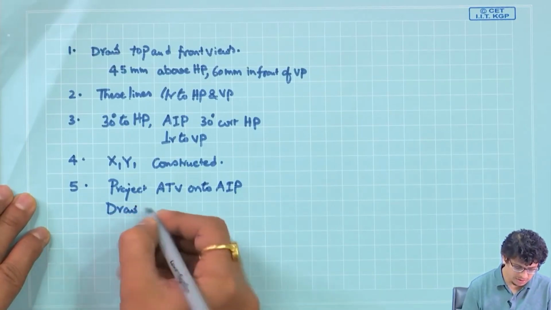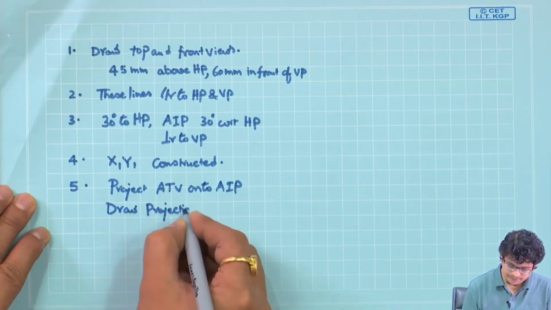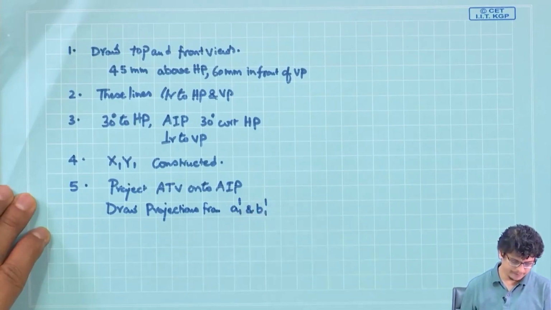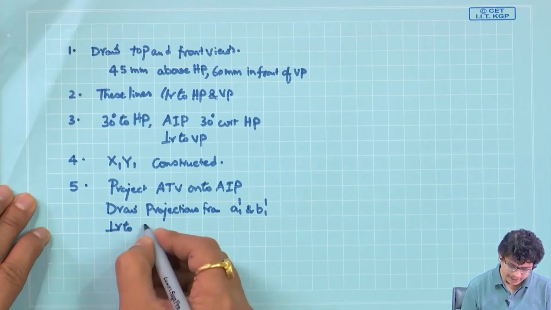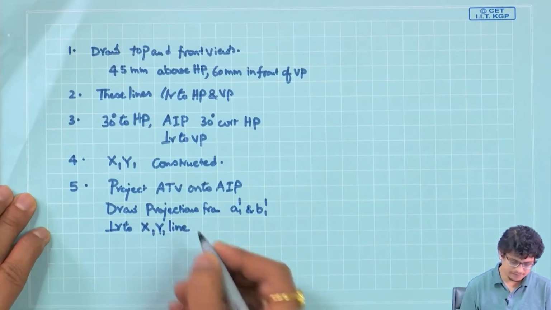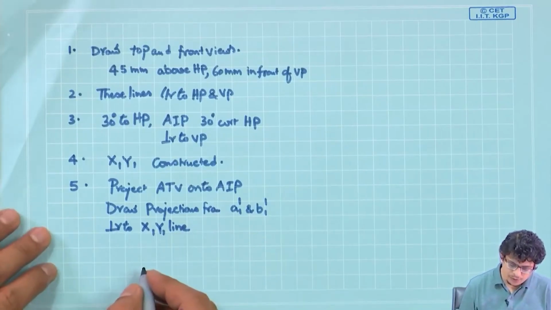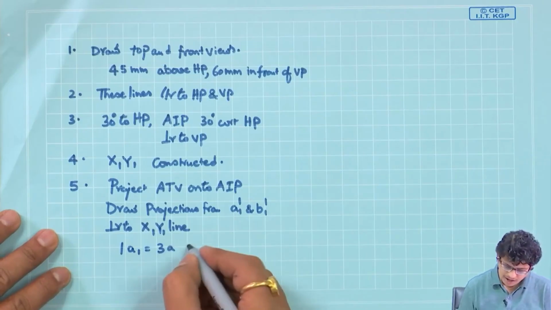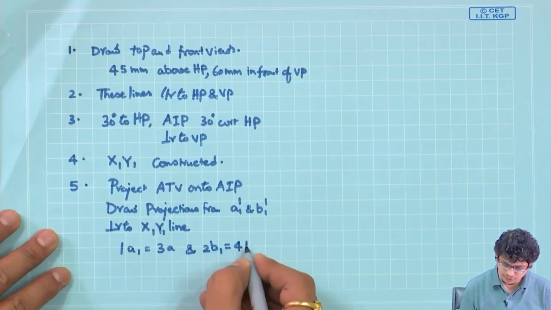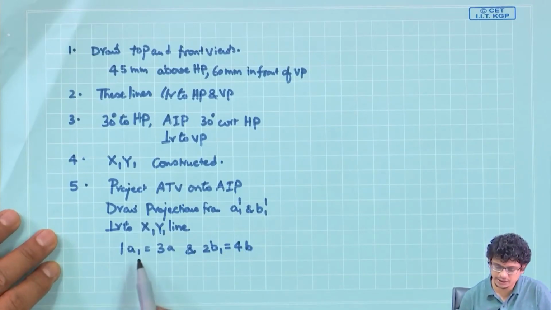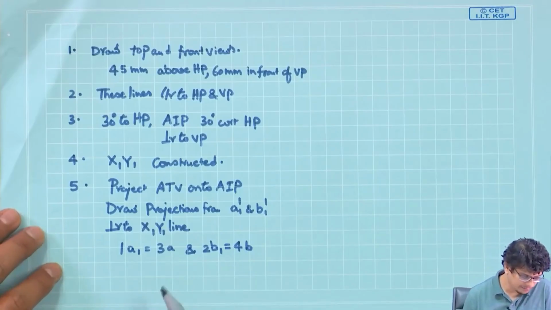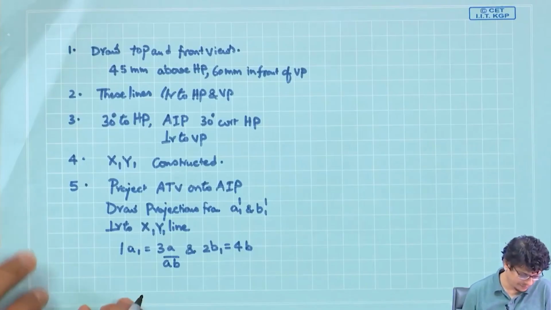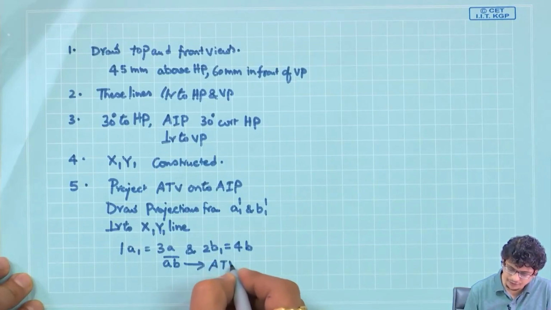Then draw projections from A1 prime and B1 prime. These are perpendicular to the x1 y1 line. We construct in such a way that 1 A1 is equal to 3 A and 2 B1 is equal to 4 B. On these lines, we construct in such a way that points A and B will be located. Now, once we have that, join AB. So, we have the line AB, and this is the auxiliary top view.